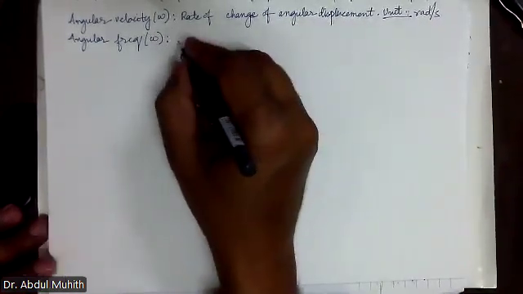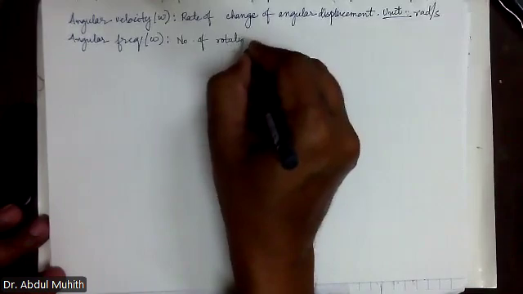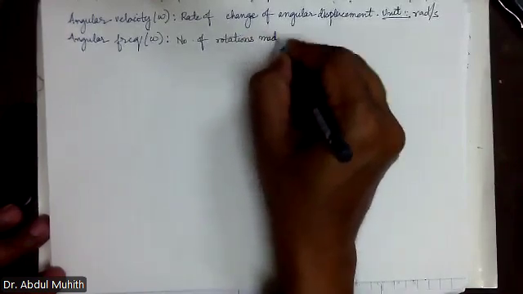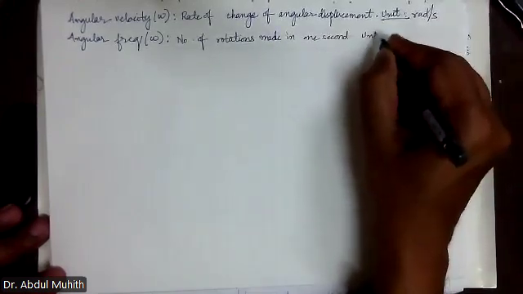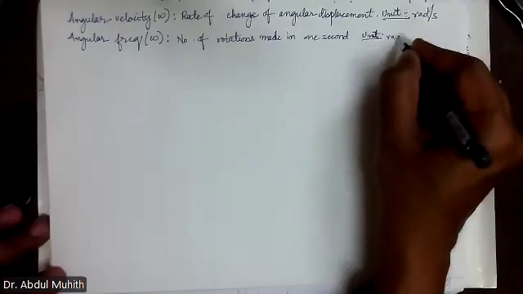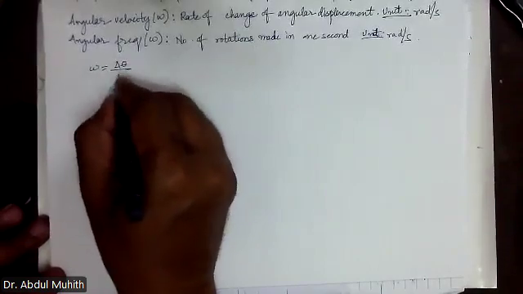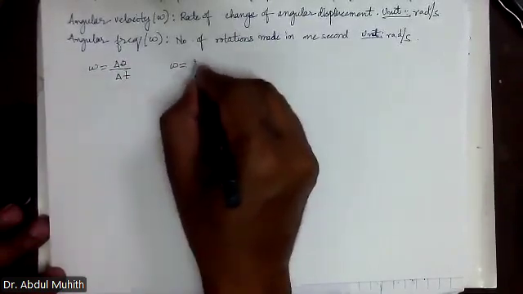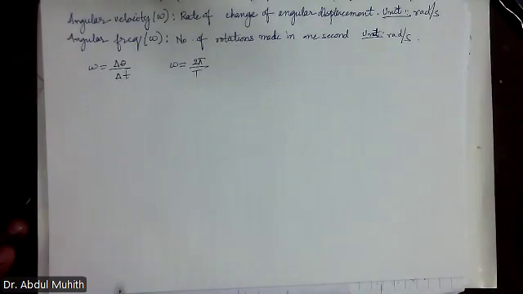Angular frequency is the number of rotations made in 1 second. Unit is again radians per second. The formula for the first one is omega equal to delta theta by delta t. The second one is omega equal to 2 pi by T. Is that clear? Omega equal to delta theta by delta t, and the second one, omega equal to 2 pi by T.